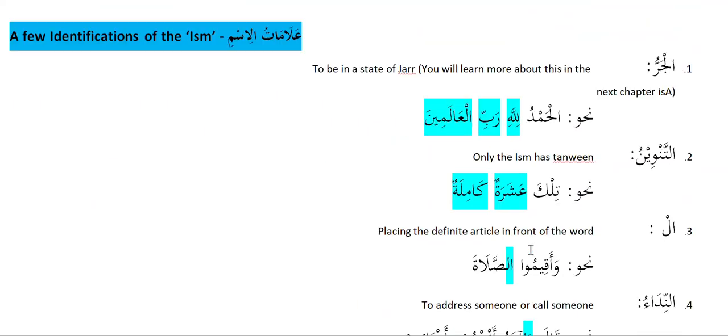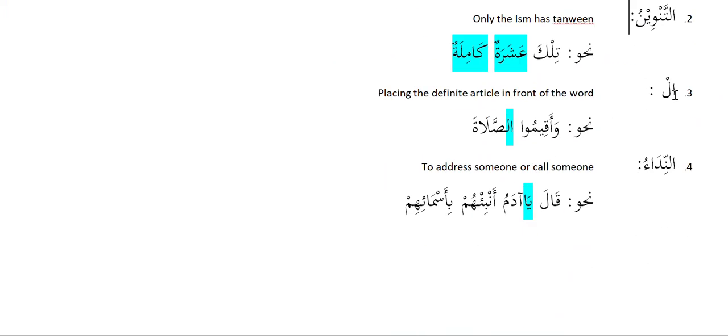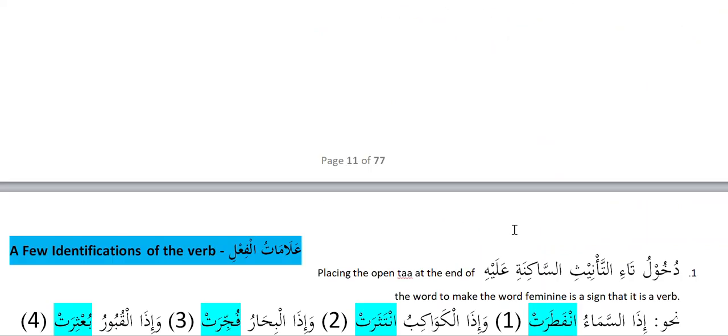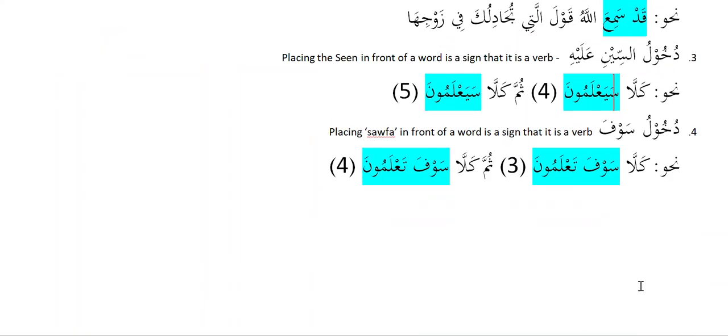Yes. So now we have four signs of a word being اسم. الجر, if it has كسرة at the ending; تنوين, whether ضمة, كسرة, or فتحة; if it has ال at the starting; or if you call the word, يا آدم. Those are four signs of اسم. Here we have four signs of فعل, verb: if it has the open تاء, has قد, has the سين at the starting, or سوف.